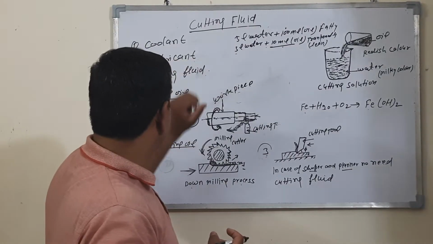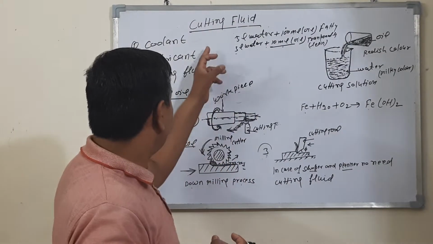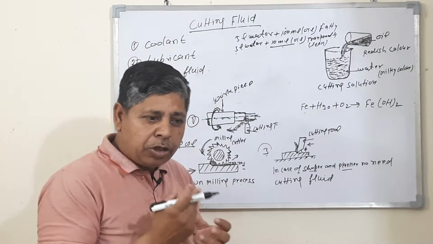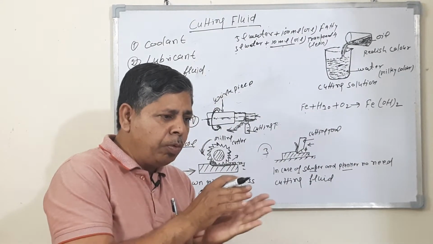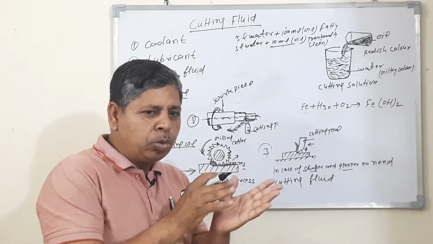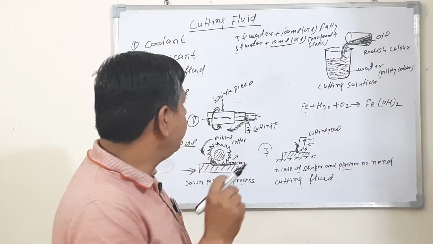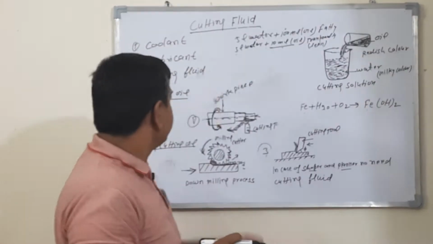Second is lubricant. Lubricants are used in two forms, oil and grease. Oil is used when two parts of a machine move against each other, to reduce the friction between them.